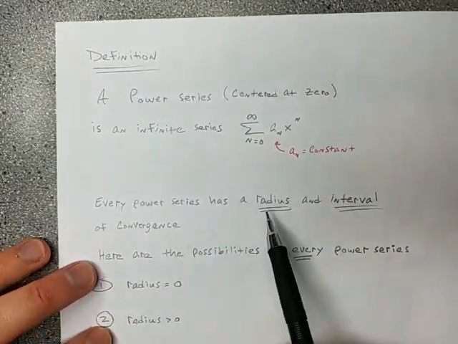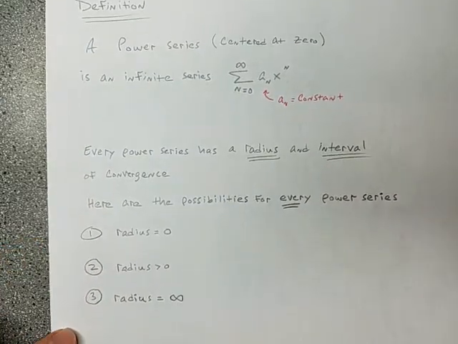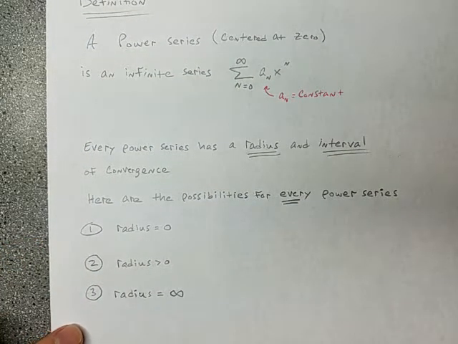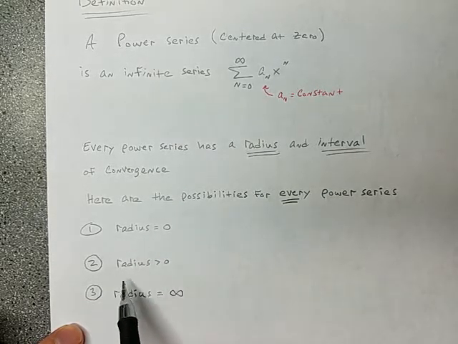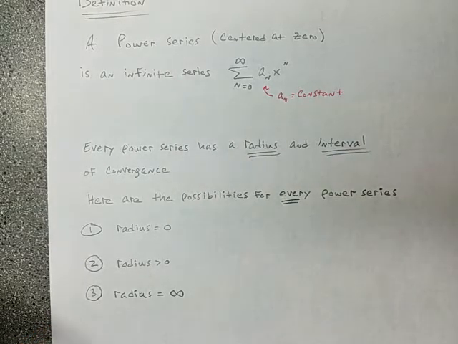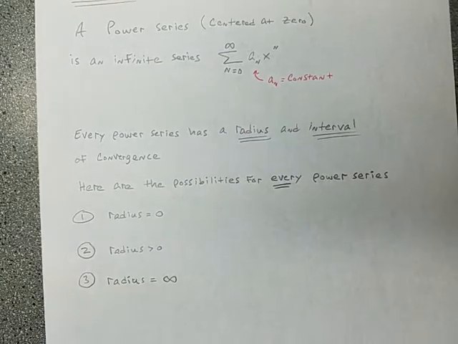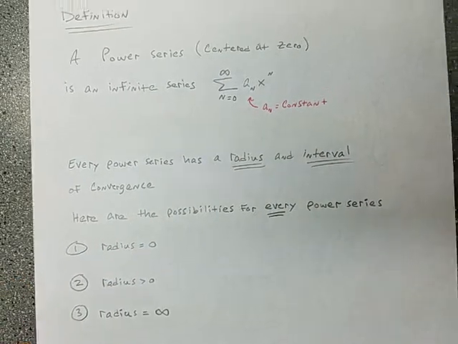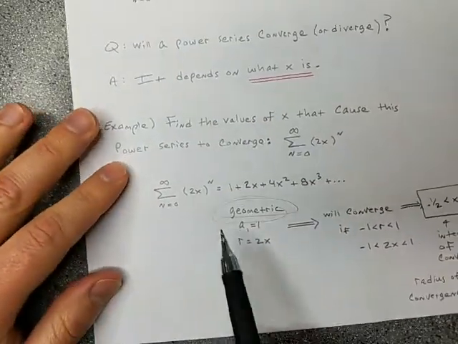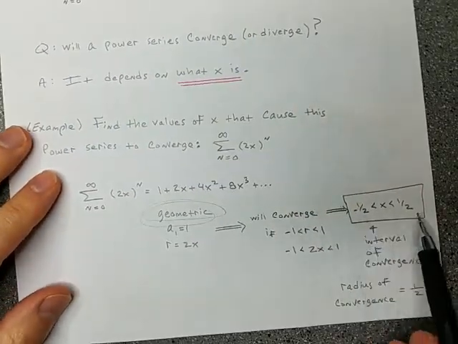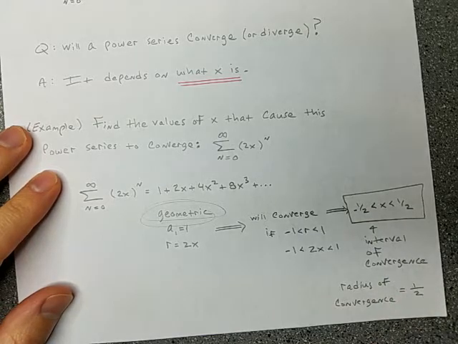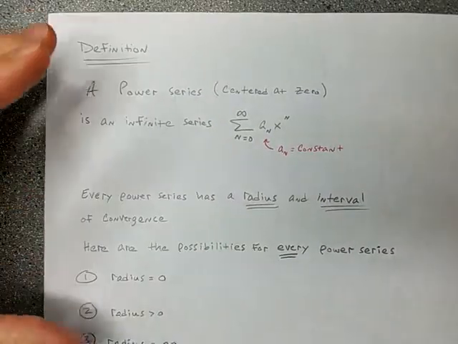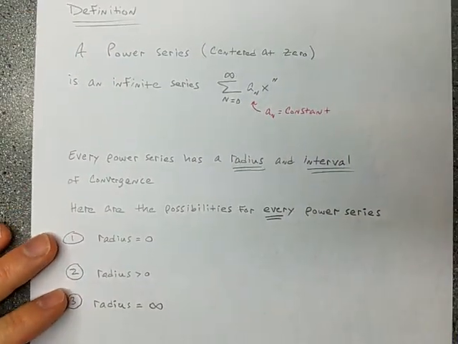Every power series has a radius and an interval of convergence. The 3 possibilities are that the radius of convergence is 0, or the radius is some positive number, or that the radius is infinity. All right? I think it will probably take some examples to see that, but I've given you one example already, that this power series has that interval and radius of convergence. Okay? All right, so some definition with some examples to go along with it. That's what we have at this point.